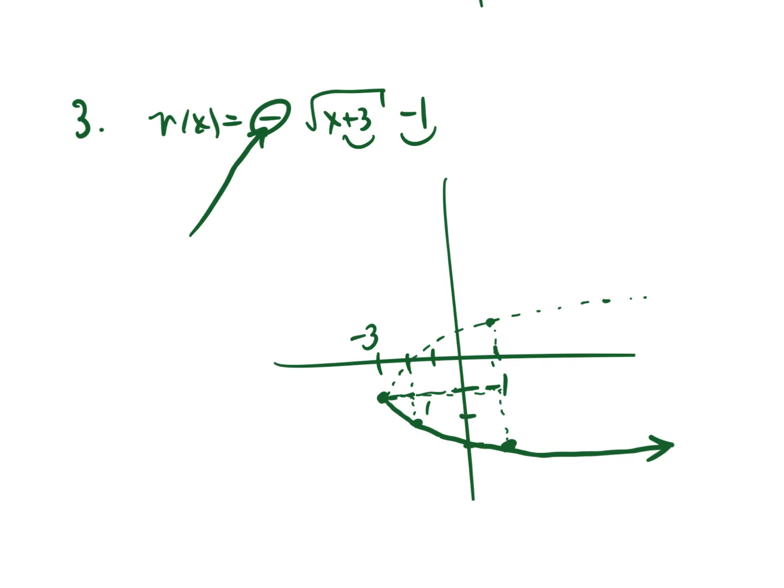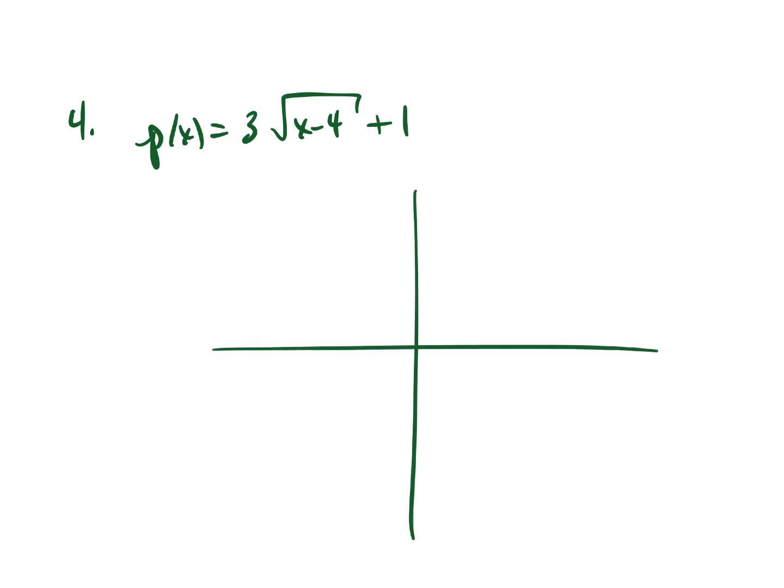Okay? Number 4. The equation looks like the following. 3 times the square root of x minus 4, plus 1. Okay? Again, there's a plus or minus inside and a plus or minus outside, so it has both. So here we go. Any plus or minus on the inside, left or right, opposite of the sign. So this would be the opposite of minus, so plus 4 to the right.